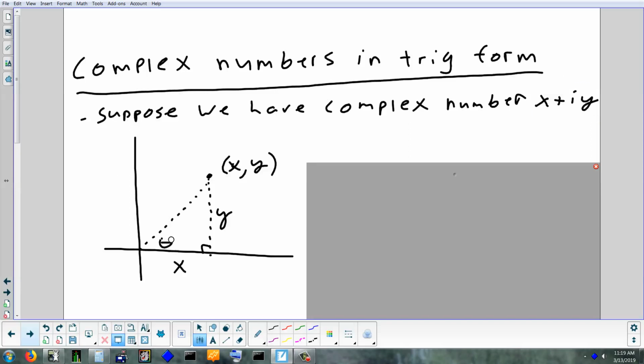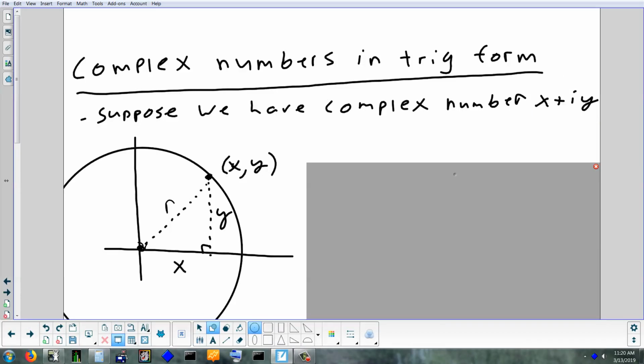So if we want to write something in trig form, we have to get rid of the x and the y. x and y is standard form. We're going to replace the x and the y with two things. First thing is we want to think of that distance from here to the origin. I'm going to think of that as the radius of a circle. So we have to find the distance from this point to the origin, which is what we just did. That's the absolute value. Okay, so that's one thing you have to find. You've got to find r.